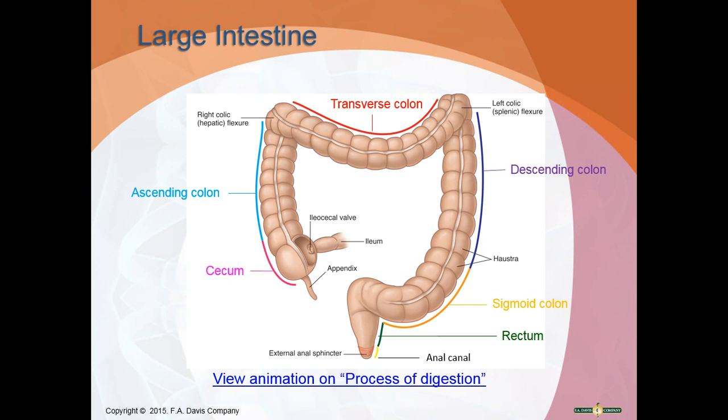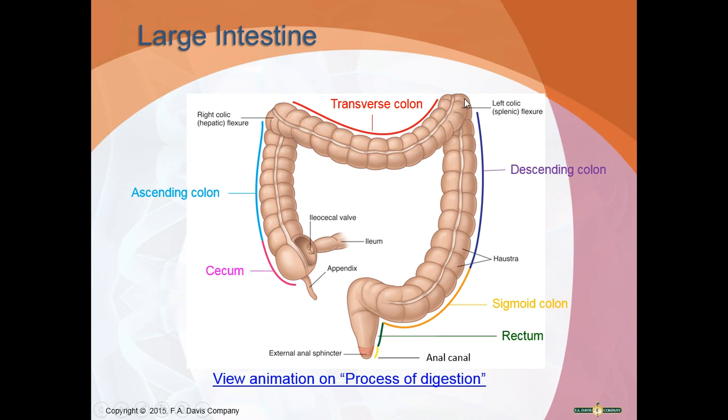At the point where the ileum meets the large intestine is the ileocecal valve, which helps ensure that material moves in a forward direction only. The ascending colon extends up toward the liver. So this is the ascending colon. The colon makes a sharp turn at the right colic or hepatic flexure. The transverse colon passes below the liver, stomach, and spleen.